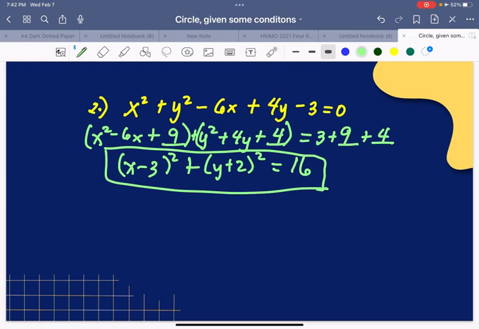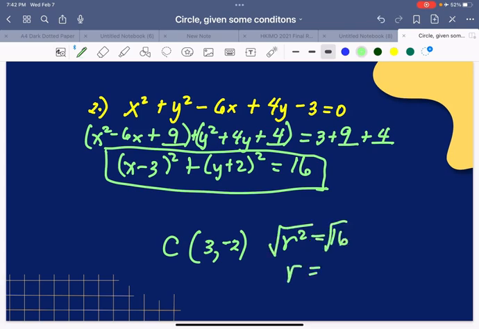If we're going to determine the center, so center is, this is 3. Here is negative 2. And the radius is, so r squared is equal to 16. So square root, r is equal to 4.